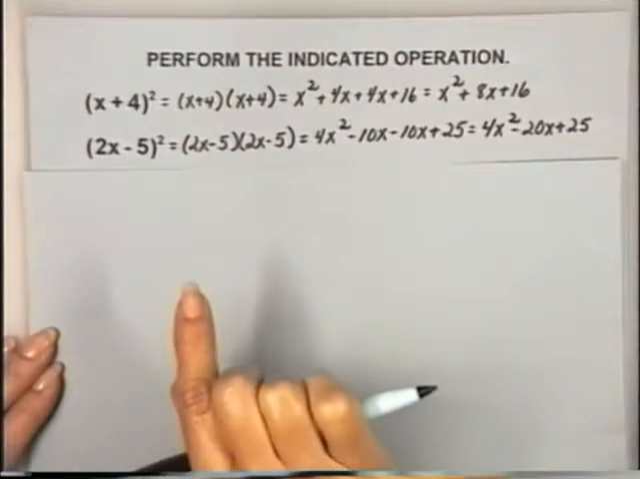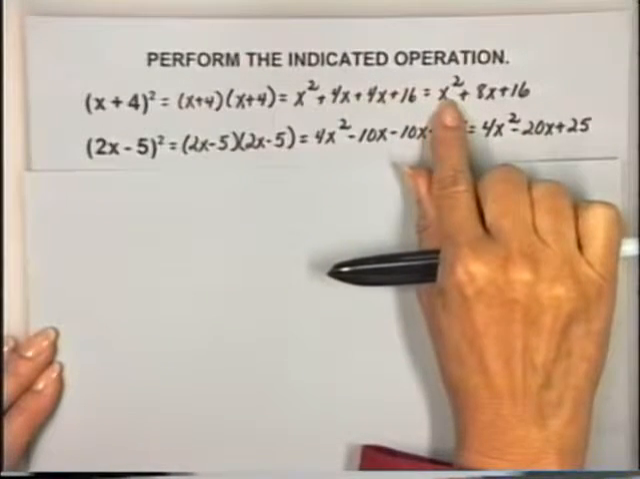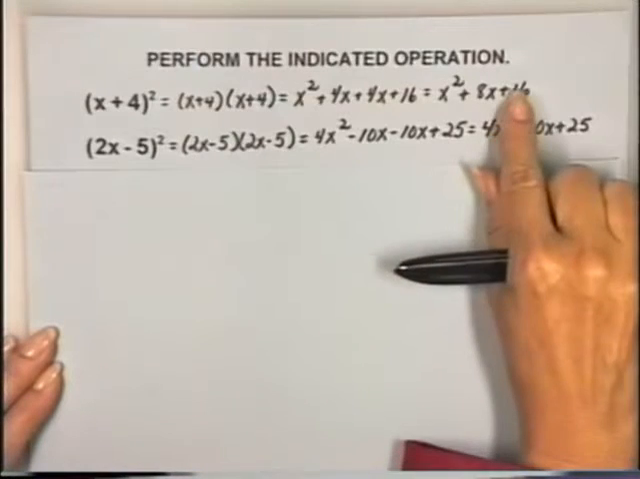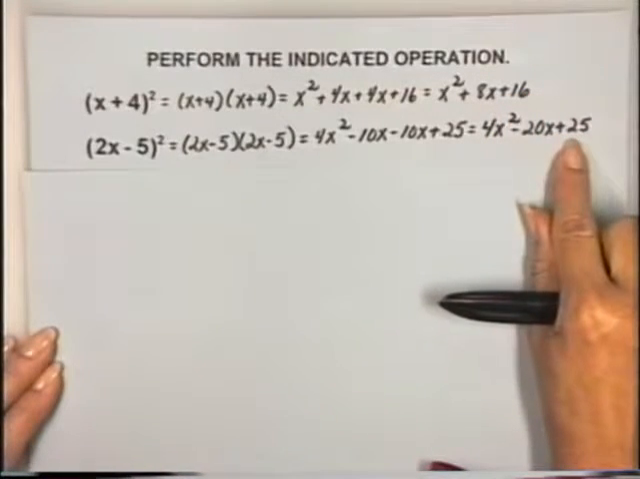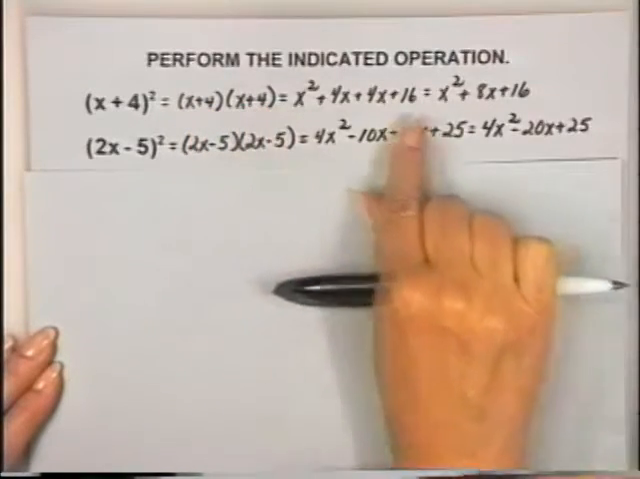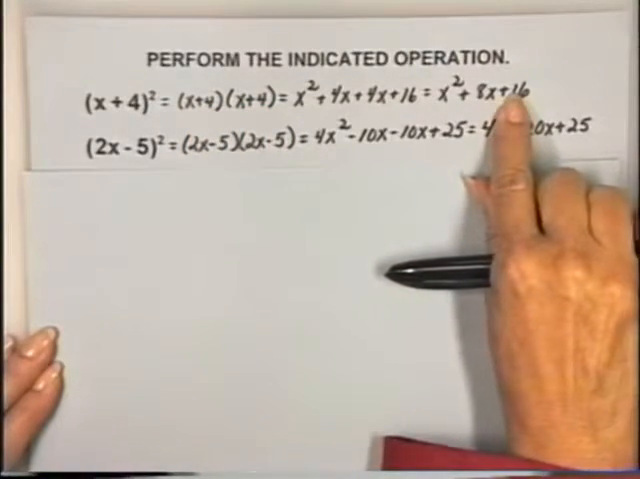Now I'd like for you to notice something. The first term on each of these results is positive. The last term on each of these results is positive. We were saying positive 4 times positive 4 to give us a positive 16.